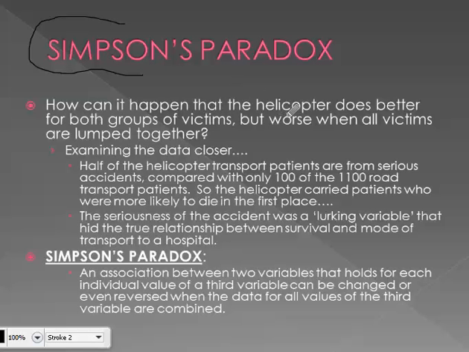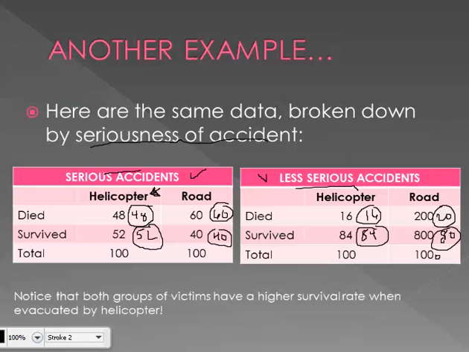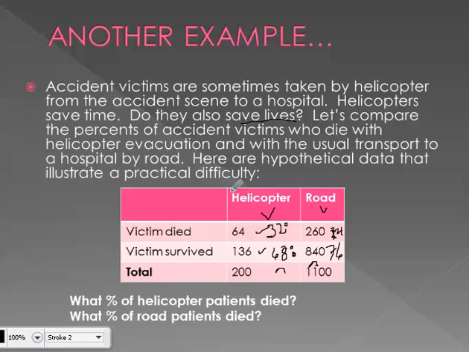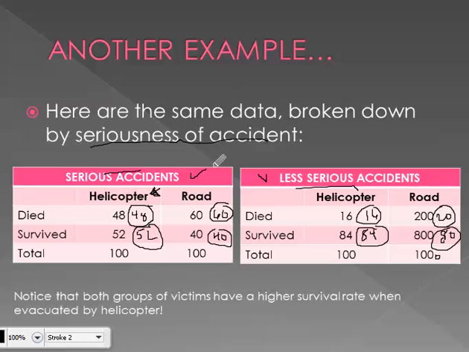How can it happen that the helicopter does better for both of the groups of victims, but worse when the victims are all lumped together? Let's go back and look at that real quickly. Here we've got them lumped all together, and the helicopter did terrible. I mean, 32 and 68 versus 24 and 76. It's worse. Yet when we broke it up into two different groups, it's pretty obvious the helicopter wins over here, and it's less obvious here, but the helicopter still seems to have a little bit higher survival rate. Still want to be in that helicopter, don't you?